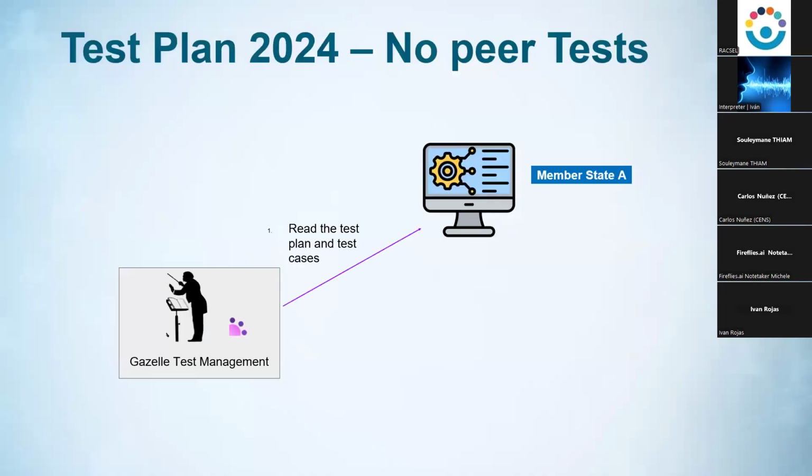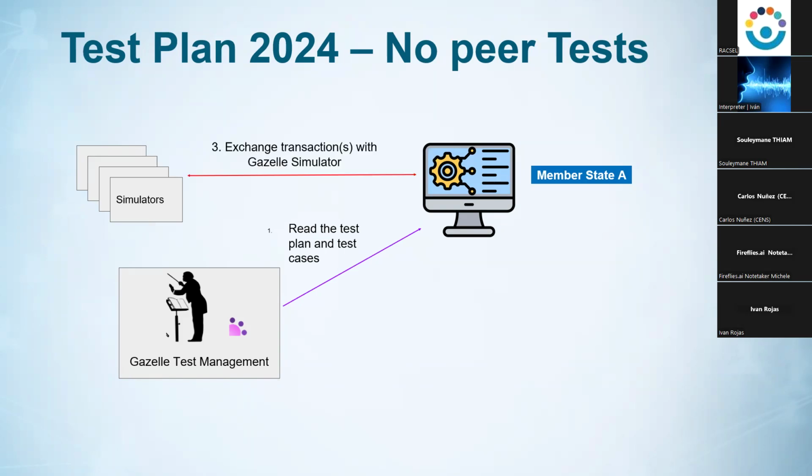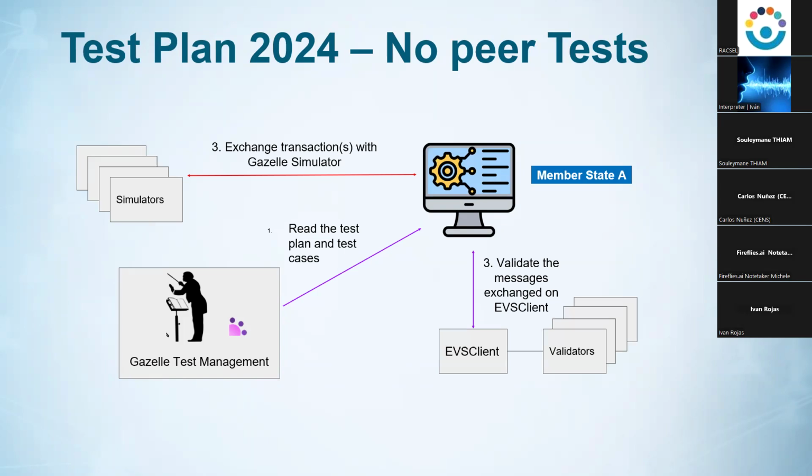So in this slide, I explained just what is a no peer test. For each no peer test in Gazelle, Gazelle will provide you which simulator to use. If you have to use, for example, the MPI, Gazelle will tell you where to find the MPI. It will give you the link of the MPI in the test description, how to send the transaction between your system and the simulator, the MPI, how to perform the validation by using a Gazelle EVS client, and how to collect your evidence in the Gazelle test management tool. Okay, so this is globally how the no-peer test will go on next week.